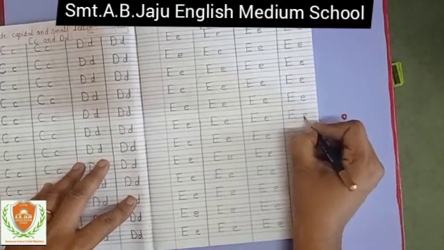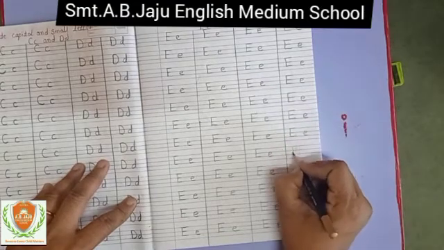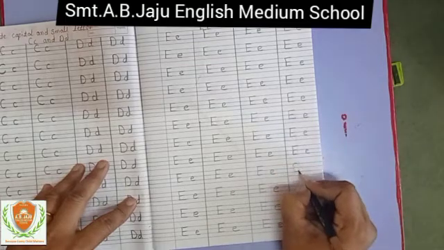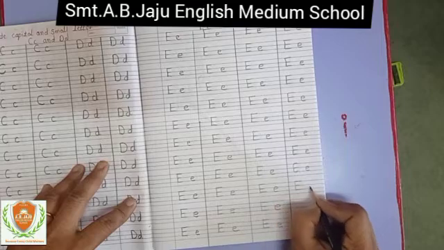Okay, capital E, small e. The sound of E is A. The sound of E is A. Elephant, engine, eagle, egg. These are objects related to capital E.